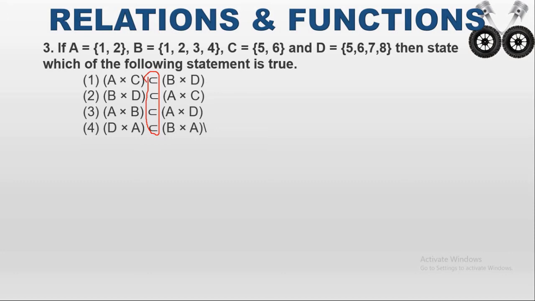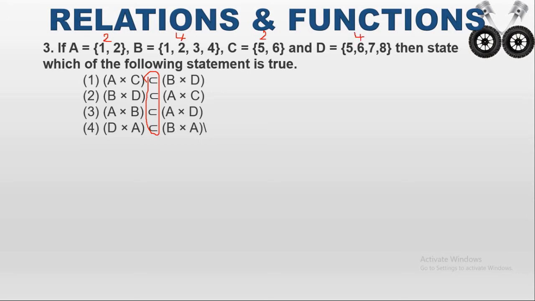The sets presented on the LHS are the smaller ones. See here, in set A, how many elements are presented? 2. In set B, the number of elements presented is 4. In set C, the number of elements presented is 2. And in set D, the number of elements presented is 4.